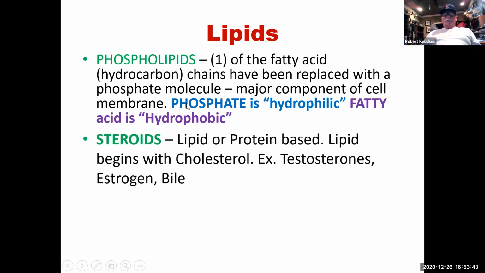Steroids. Steroids are lipid or protein based. Lipid begins with cholesterol, like testosterone, estrogen, bile. Got it?